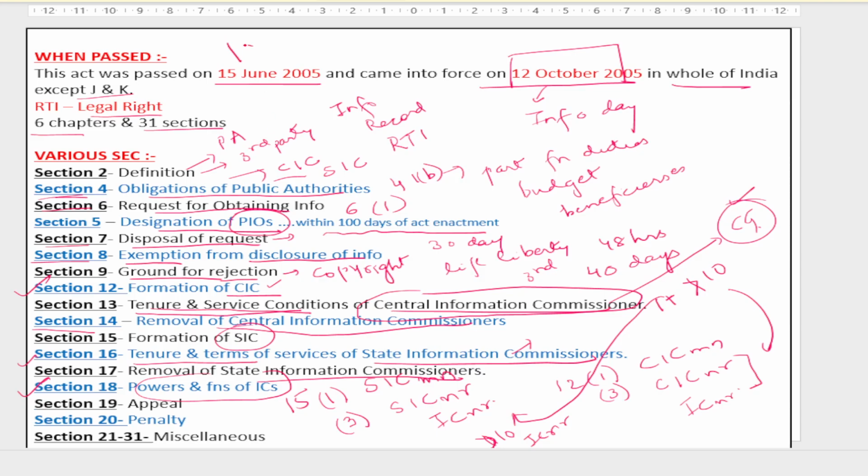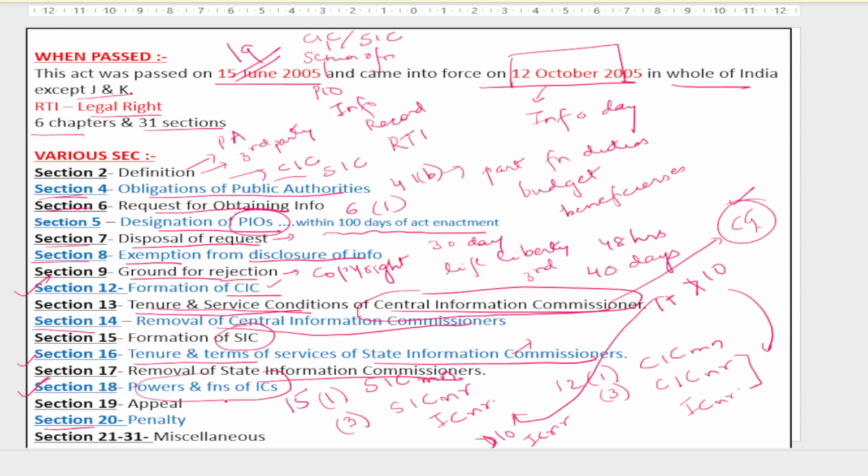Section 19 deals with the appellate procedure under the RTI Act. The first appeal is to a senior officer within the department, and the second appeal is to the Central Information Commission or the State Information Commission, depending on whether the government organization is at the state level or the central level.